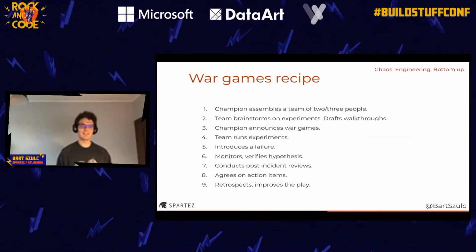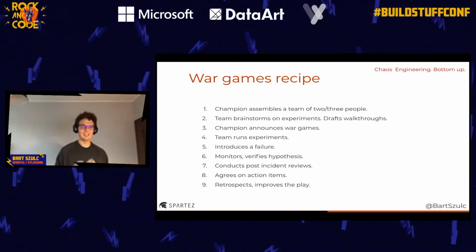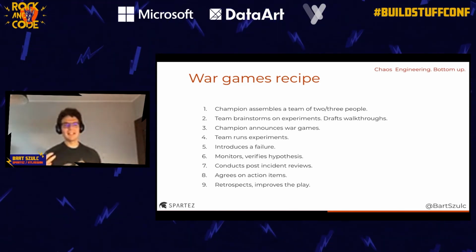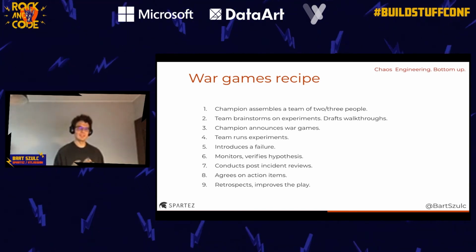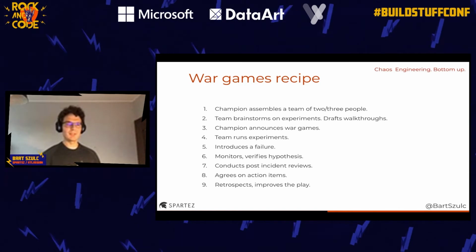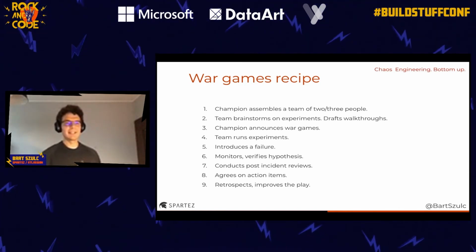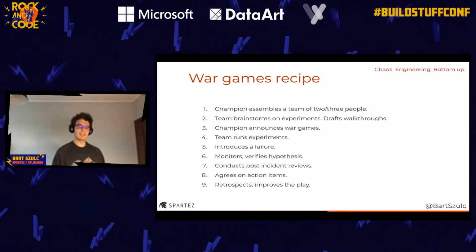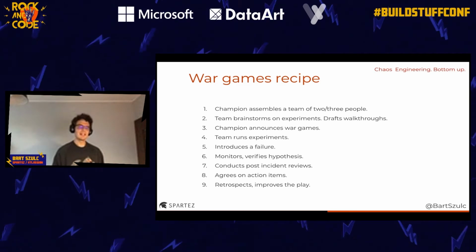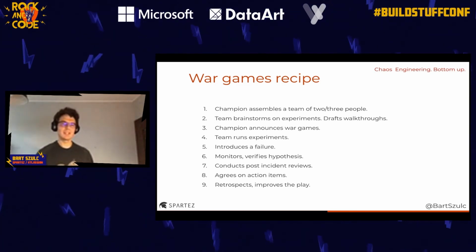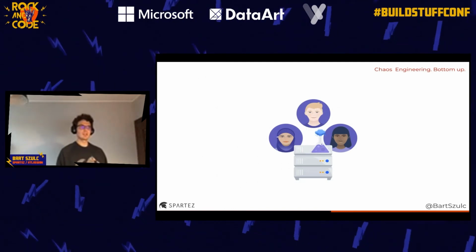Like the team runs experiments, introduces a failure, monitors, and verifies the hypothesis. If there was a failure, if the hypothesis was not verified, they conduct a post-incident review, agree on action items, and do a retrospective on the whole play, basically trying to improve it based on what they found while they were playing war games. So this is basically what we end up with doing war games.